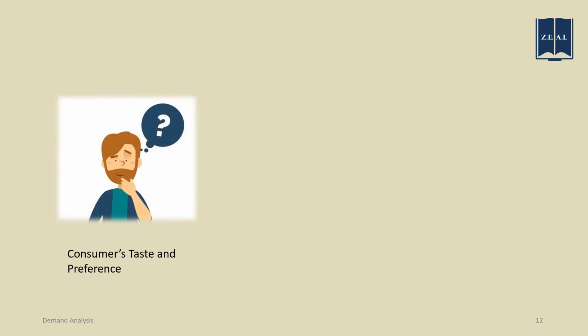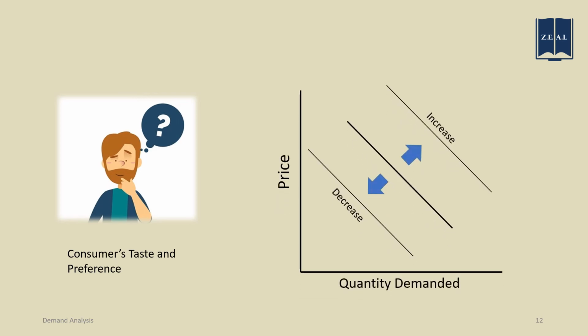Similarly, another factor that causes a shift in the demand curve is consumer taste and preferences. Products that consumers prefer will obviously have more demand, which will shift the curve rightwards. And the products that do not fall in consumer taste and preference will have lower demand, which shifts the demand curve to the left.